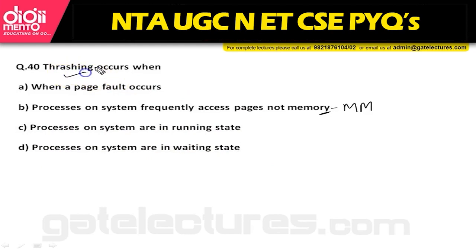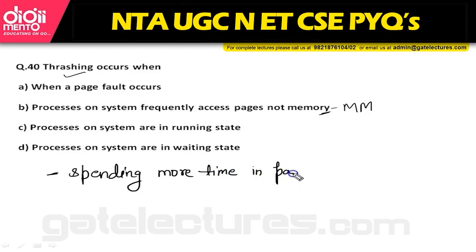So always remember, thrashing is the problem which means we are spending more time in paging than executing our process. Thrashing is the problem of spending more time in paging than execution of the process.